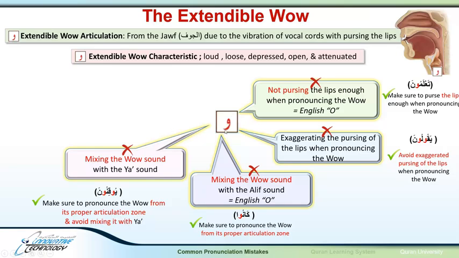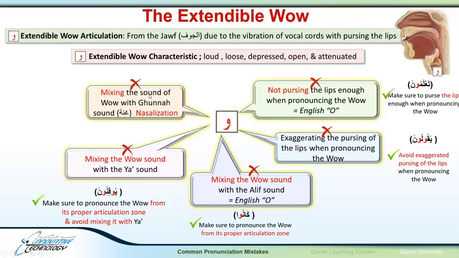The last group of the mistakes of the waw is mixing its sound with a ghunna, nasalization. الظالمون. And the proper way is to pronounce it like this. الظالمون. So, الظالمون, not to mix it with a nasal ghunna. Don't say الظالمون. Thus, avoid nasalization when pronouncing the waw and make sure you pronounce it without ghunna.